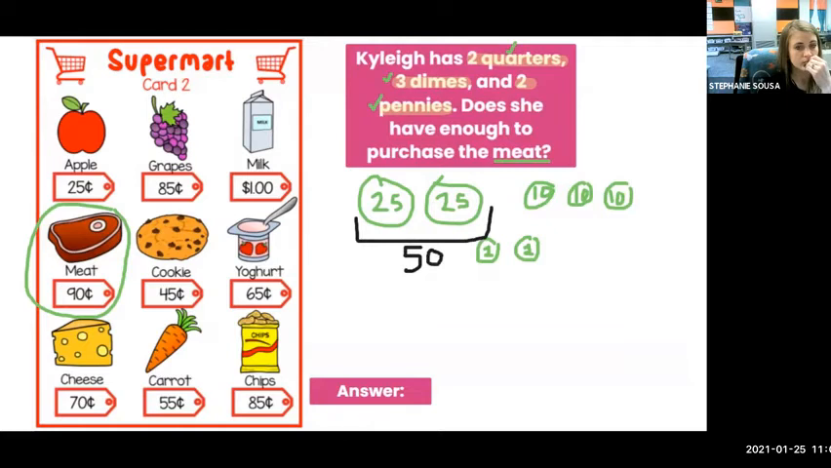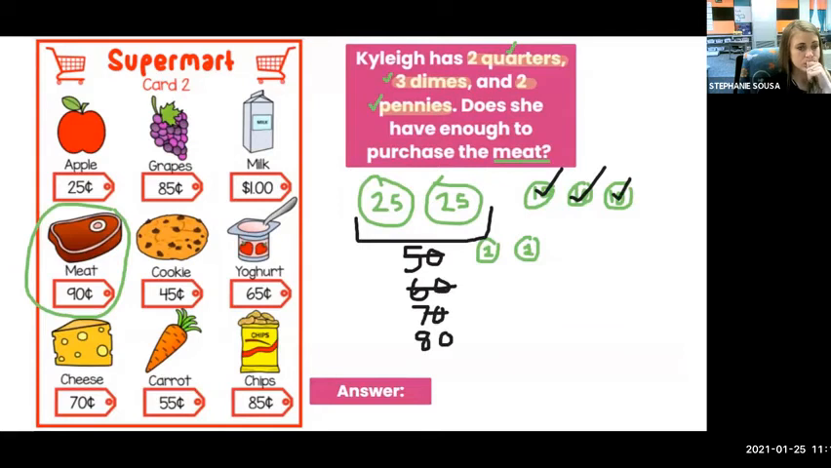Next, I'm going to go to my next greatest value, which are my dimes. I can count by tens, adding on to 50. 10 more would be 60. 10 more is 70. 10 more is 80. I'm counting by tens when I count my dimes.